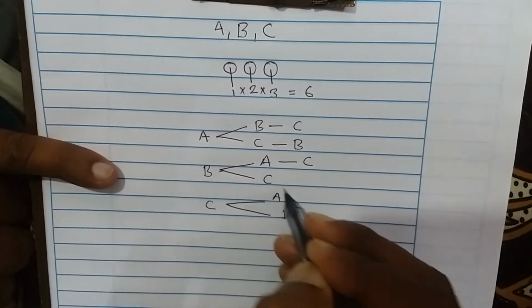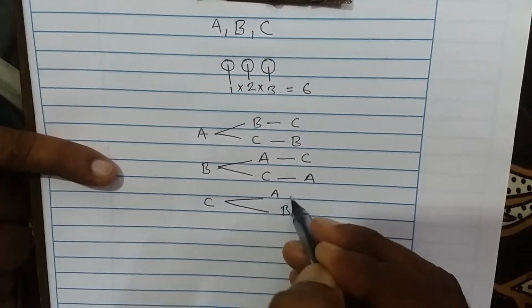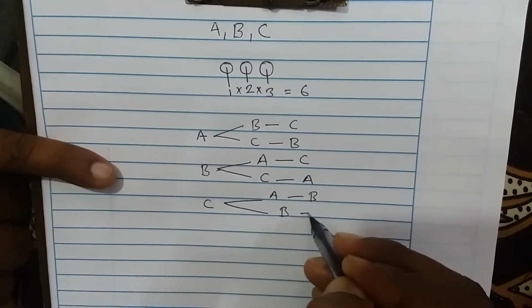AC, that is why you are left with B. BA, that is followed by C. BC, that is followed by A. CA, that is followed by B. And CB, that is followed by A.